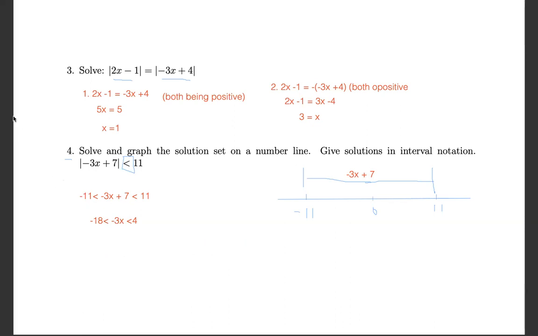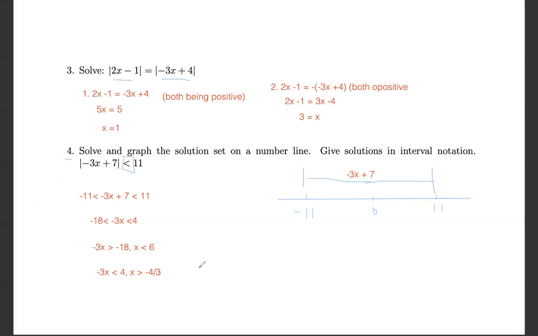So what do we do? Let's split it into 2. One way, we have negative 3x greater than negative 18, right? When we solve this one, we get x less than positive 6 because we're dividing by a negative number. Another way, we have negative 3x less than 4. When we divide by negative 3, we get x greater than negative 4 over 3.